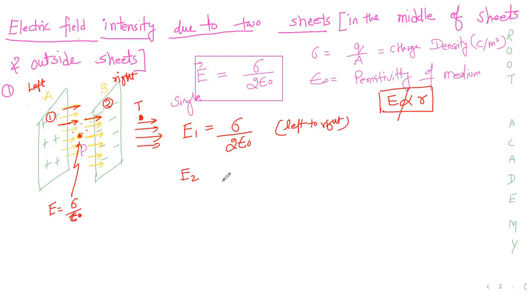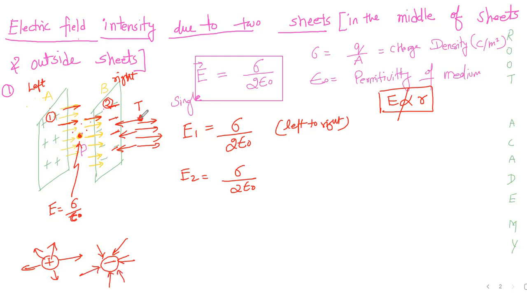Correct. Now, what is E2? E2 will also be sigma by 2 epsilon naught due to this sheet. And what will be the direction at this point? Towards the negative charge. For a negative charge, the electric field is towards the charge. If it is a plus charge, the field lines go away from the charge. If it is a negative charge, they go towards the charge. This is the property of electric field lines. So at this point T, due to the second sheet, it will be from right to left.